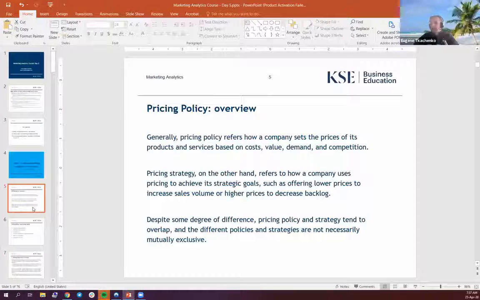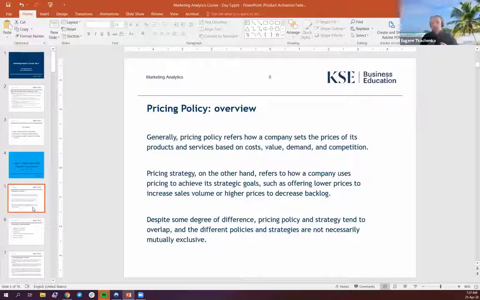Pricing strategy is a reference to how a company uses pricing to achieve its strategic goals, such as to increase sales volume or increase prices to decrease backlog, etc. When we're considering pricing strategy, it's more about the ability to understand the long-term business objective, while pricing policy refers to the way you are setting up prices. So what comes first, what comes second?